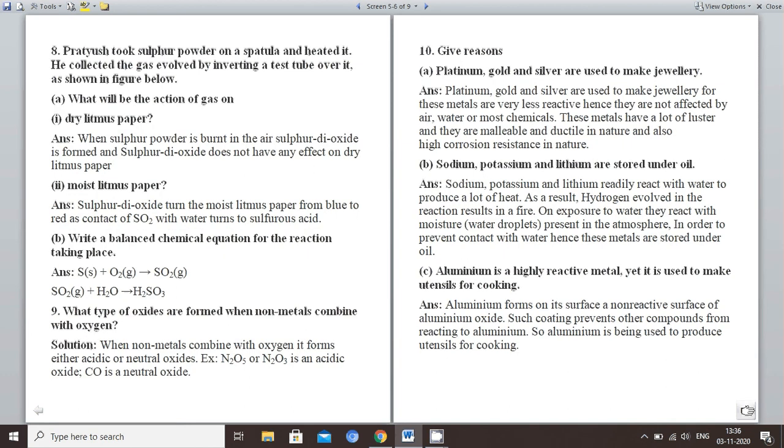Okay, next: Pratyusha took sulfur powder on a spatula and heated it. He collected the gas evolved by inverting a test tube over it.